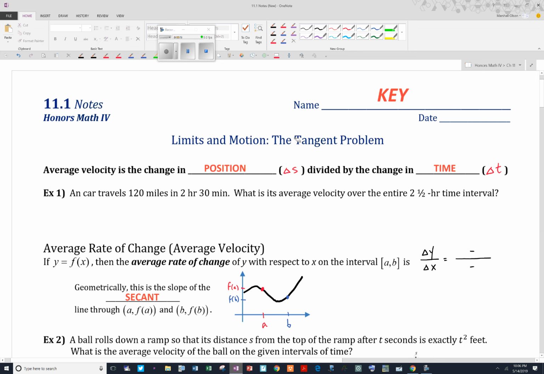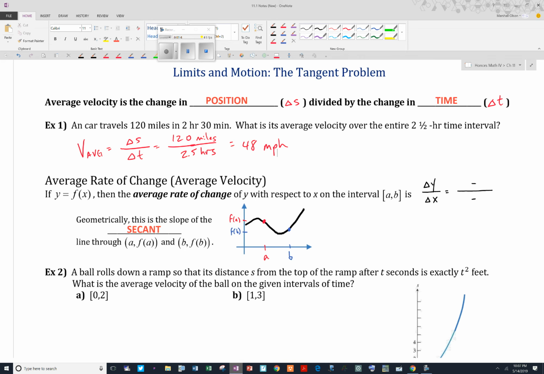So if we're looking for the average velocity in example 1 here, when a car travels 120 miles in 2 hours and 30 minutes, that average velocity is going to be found by taking the change in the distance divided by the change in time. The change in distance was 120 miles. The change in time is 2.5 hours. So 120 divided by 2.5, that's 48. So the average velocity is 48 miles per hour. But obviously that's the average velocity over that trip. We're not going 48 miles per hour the entire time.